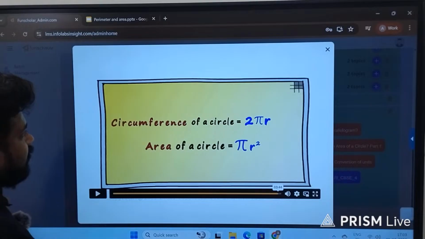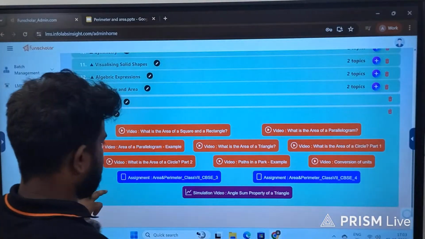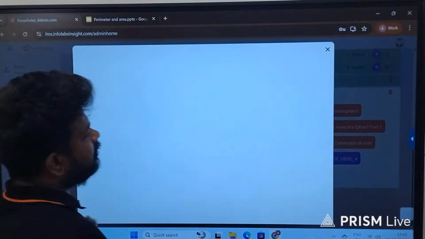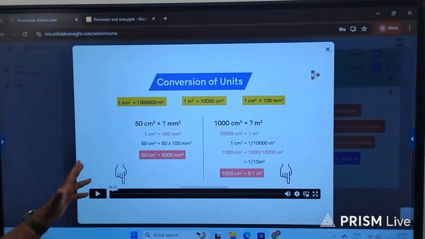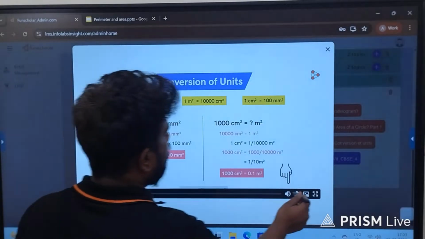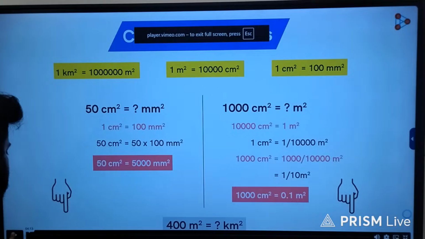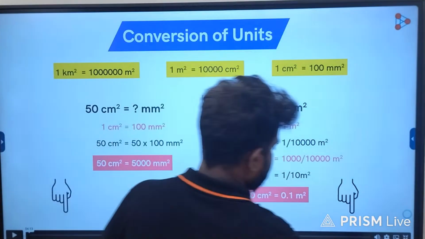Before going to the next slide, let's just understand the conversion of units. For cases like area and perimeter, it will be beneficial. So let's watch the video here.